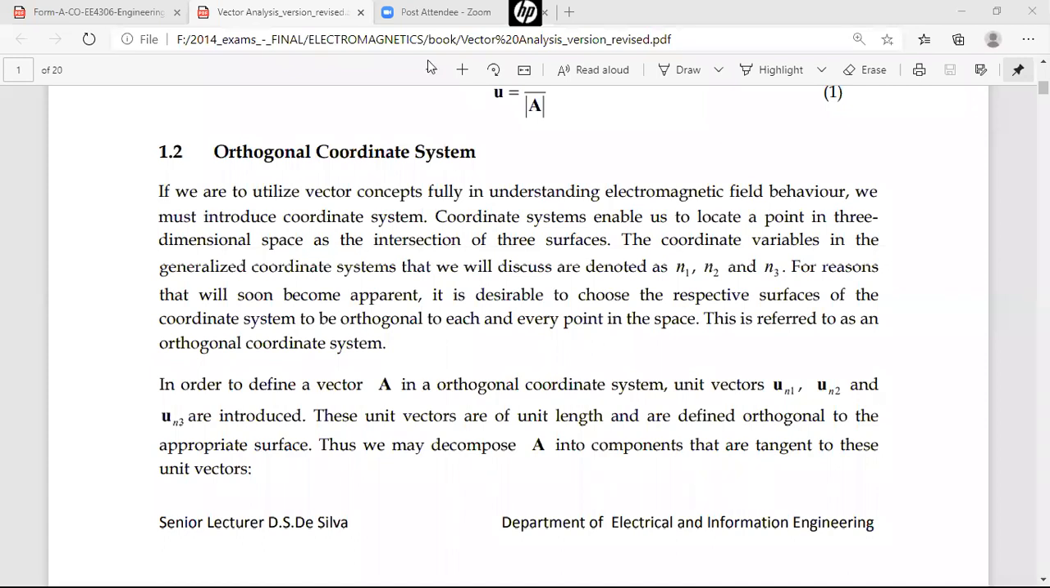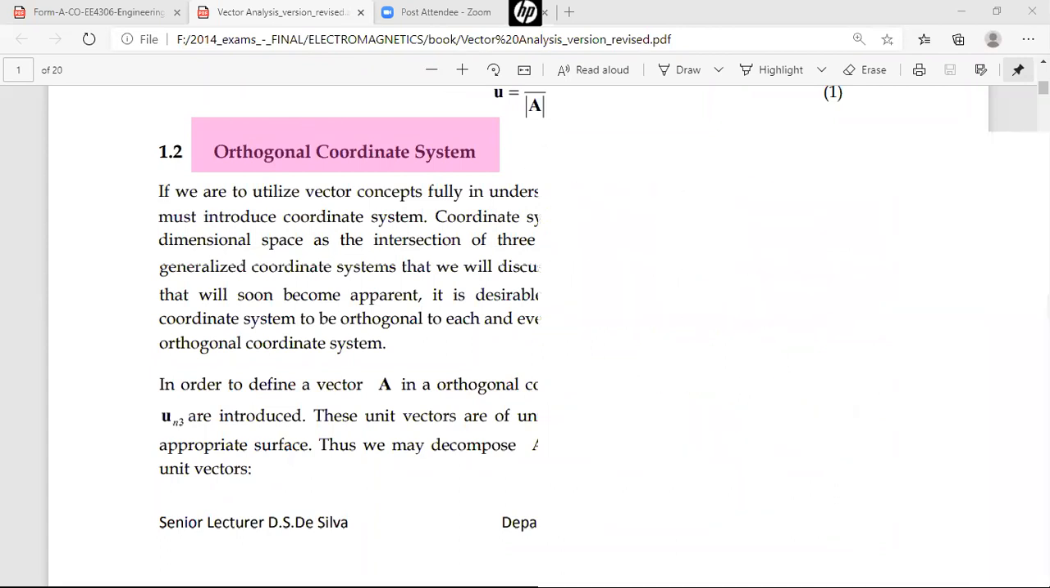This is a new title for you, hopefully. Orthogonal coordinate systems. What is it? As an example, the Cartesian coordinates belong to this orthogonal coordinate system. For example, this one represents the x-axis, this one represents the y-axis, this one represents the z-axis. This is one of the examples of an orthogonal coordinate system. To be an orthogonal coordinate system, these axes should be orthogonal to each other.